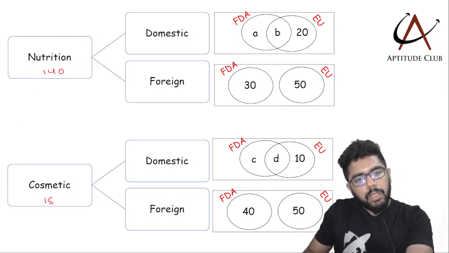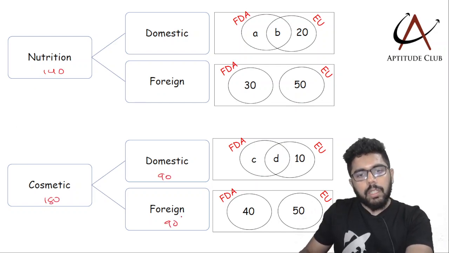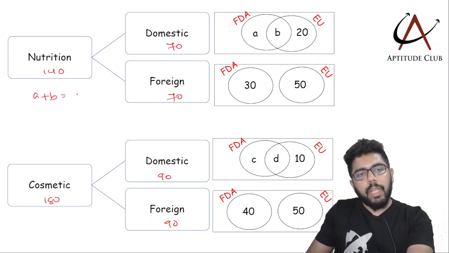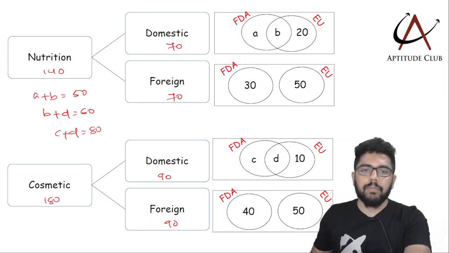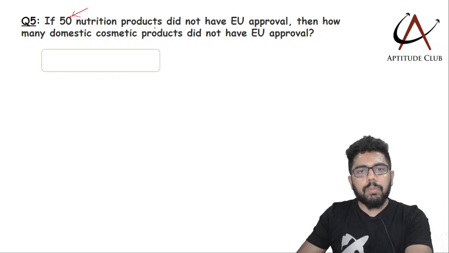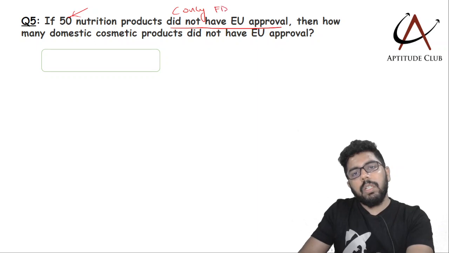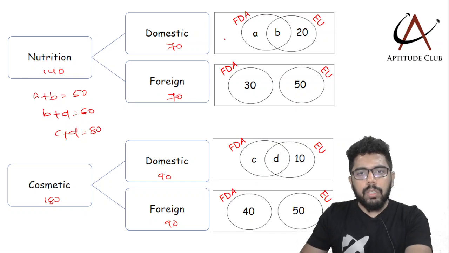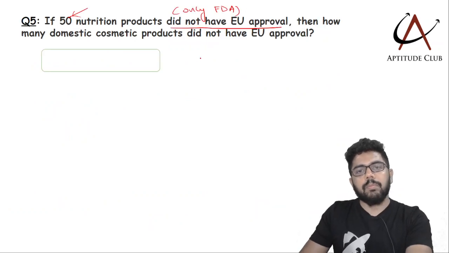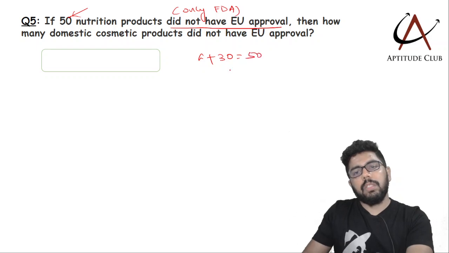So 140, 180, this is 90, this is 90, this is 70, and this is 70. A plus B is 50, B plus D is 60, and C plus D is 80. Then what is given? If 50 nutrition products did not have EU approval means only FDA approval. 50 nutrition products. So in nutrition products only FDA is A plus 30. So A plus 30 is equal to 50. That means A is equal to 20.